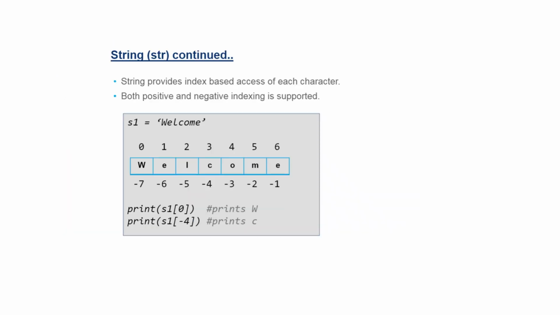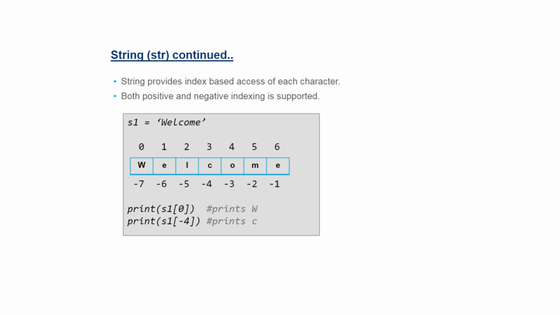Next, string provides index based access of each character. Both positive and negative indexing is supported. As I have already explained about these types of indexing in previous topics, if you start indexing from left to right, indexing will start with 0. If you start indexing from right to left, indexing will start with -1.